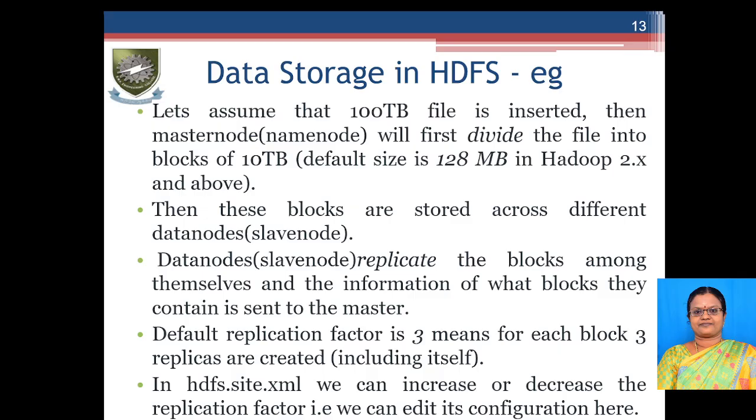So here is the explanation of the slide. Let us assume that a 100 TB file is inserted, and then the master node will first divide the file into blocks of 10 TB. These blocks are stored across different data nodes, and these slave nodes replicate the blocks among themselves, and the information about such blocks is sent to the master. The default replication factor is 3, meaning each block will have 3 replicas, one itself, and the remaining stored in 2 different slave nodes.